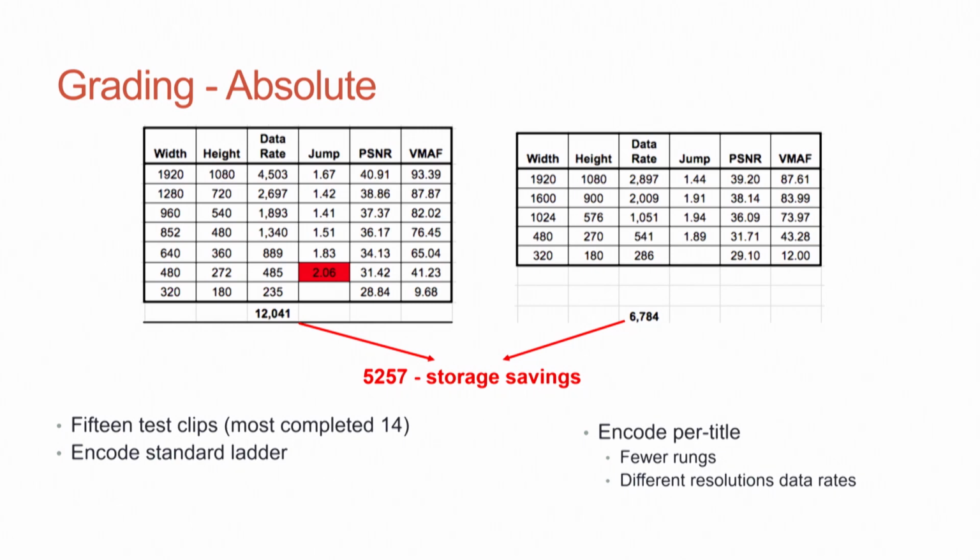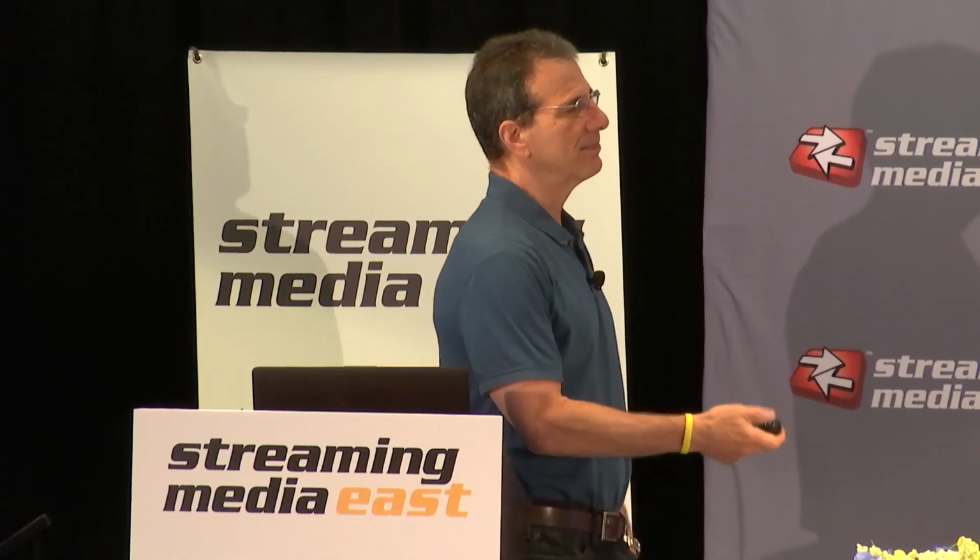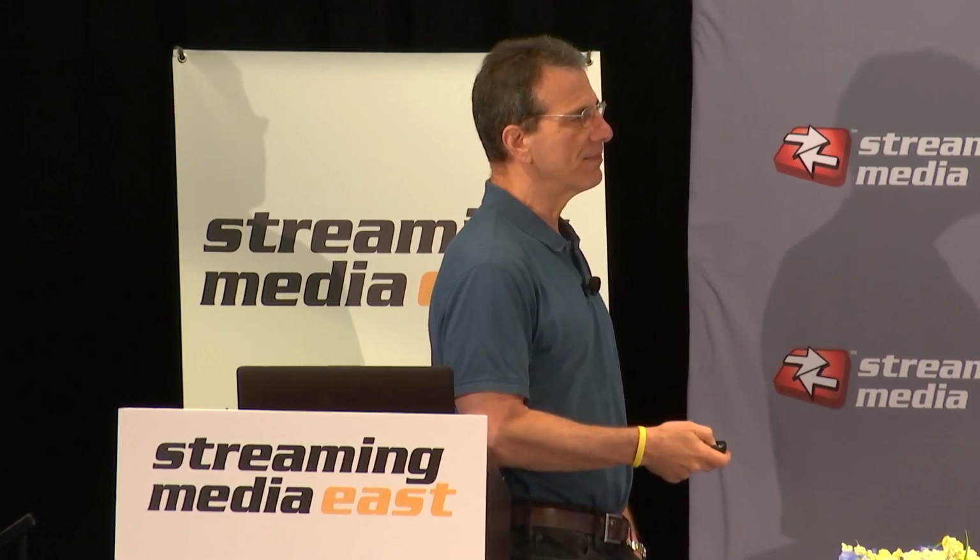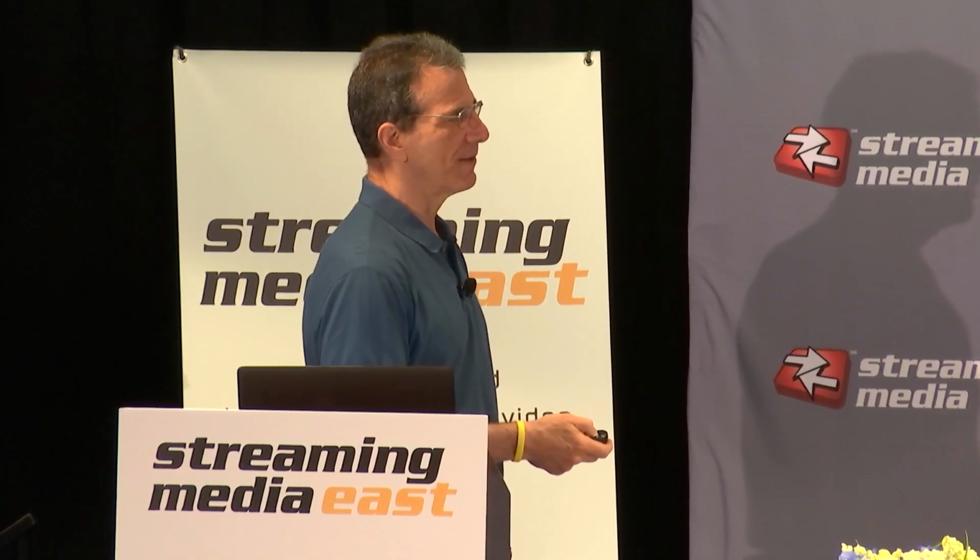This is the sum of the encoded file. This is the storage savings. So that's a pretty easy to understand number, right? 15 test clips, add up all the savings for each clip, and you get what the total savings is, and we'll see that for each contestant in a moment.